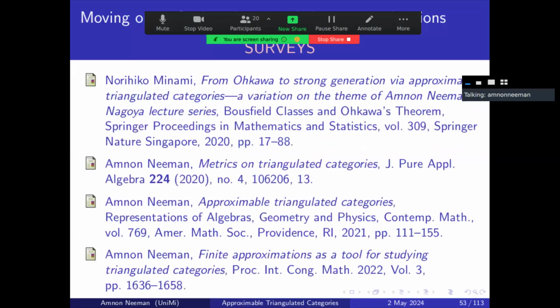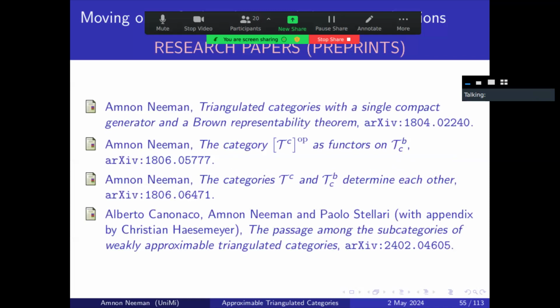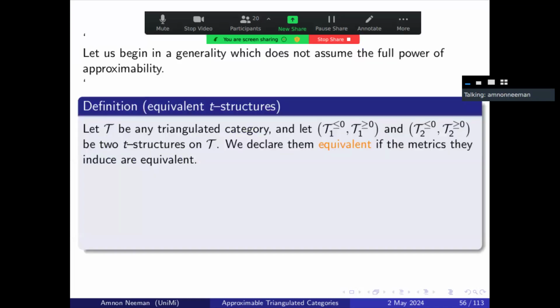Okay, let's move on. So you can find many surveys of the work I'm about to describe, but most of the actual papers are in preprint form, especially those. And now we move on to other topics. So the first thing I want to define is what it means for two t-structures to be equivalent.